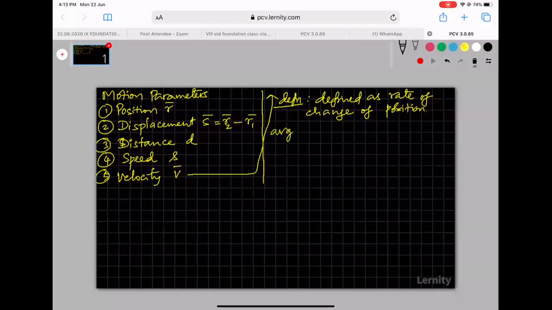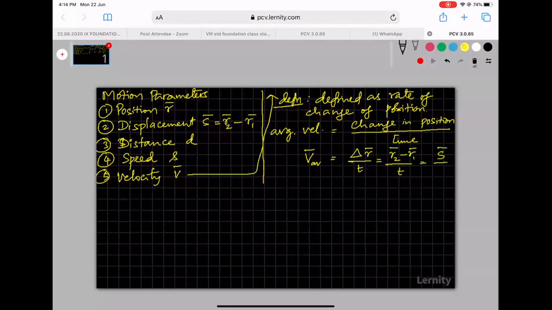So I'll straight away write here, average velocity is equal to change in position divided by time taken. Symbolically, we write it as delta R bar divided by time taken, or R2 bar minus R1 bar divided by time taken, or displacement vector divided by time taken, because change in position is nothing but displacement. So average velocity is nothing but displacement divided by time taken. Obviously displacement is a vector, and hence velocity is also a vector.